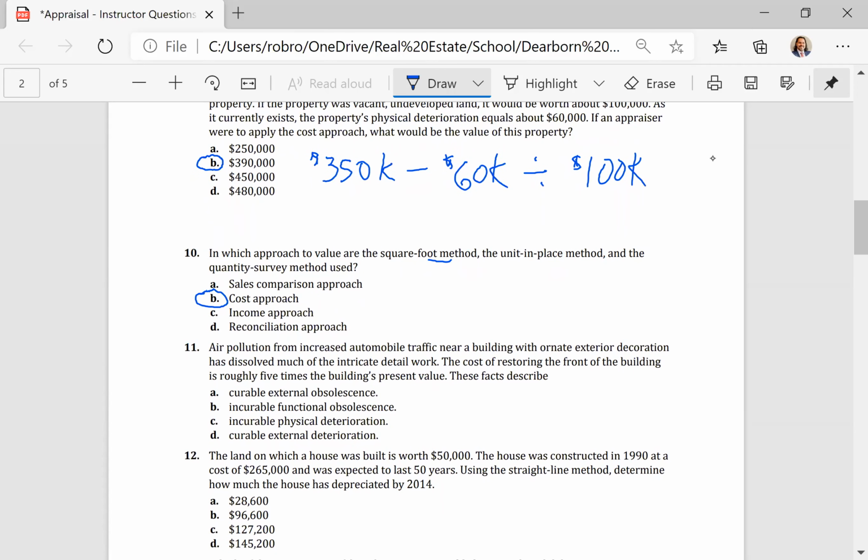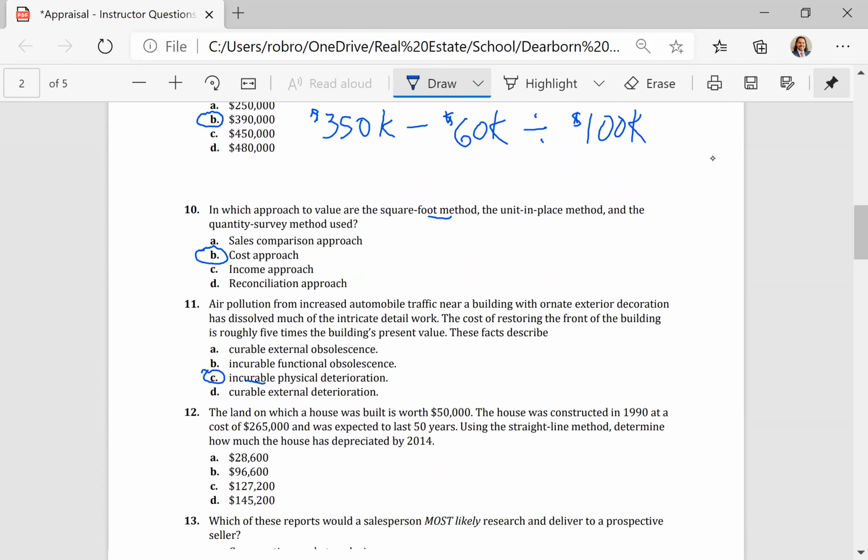Number 11, air pollution from increased automobile traffic near a building with ornate exterior decoration has dissolved much of the intricate detail work. The cost of restoring the front of the building is roughly 5 times the building's present value. These facts describe what? C, incurable physical deterioration of the property.